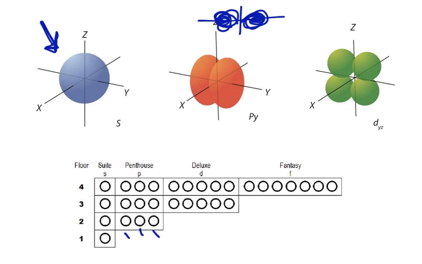When we get to a d orbital, a d orbital sort of has a cloverleaf shape. It has 4 big blobs like that. And those 4 big blobs could be between the x and the y-axis, between the y and the z-axis, between the x and the z-axis, right along the x and the y-axis, or oriented along the z-axis. And when you orient along the z-axis, the shape is a little different.